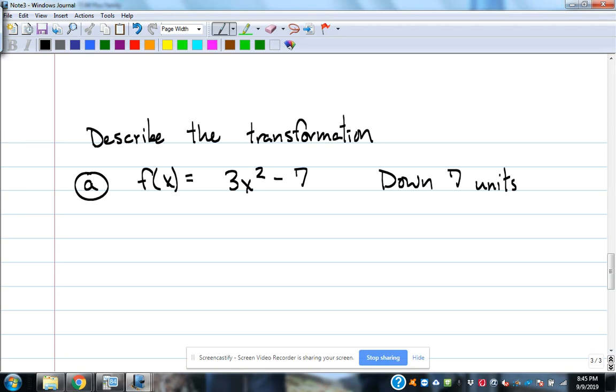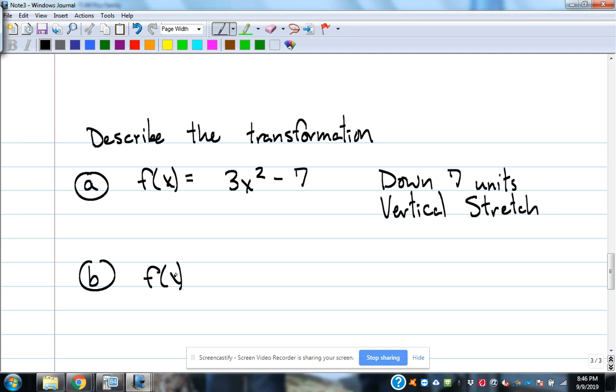What does the 3 on the outside there do? Vertical stretch. Okay. Vertical stretch because we're multiplying by 3 on the outside. That's a number bigger than 1. A number bigger than 1 multiplied on the outside is going to be a vertical stretch. The minus 7 on the outside is a vertical shift down 7 units.